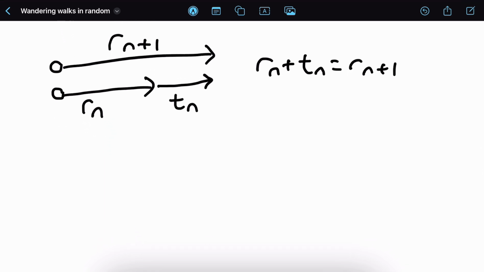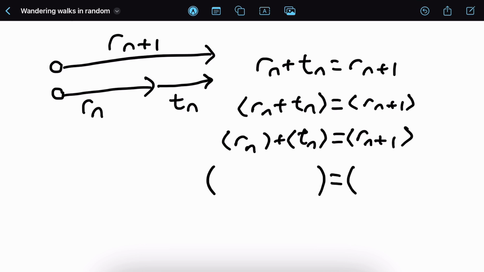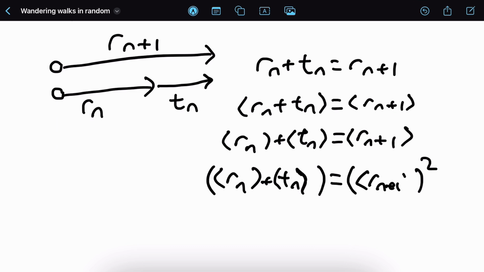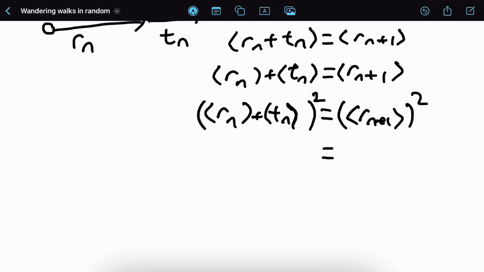Using this relationship, we can then take the expected value of both sides. And by the linearity of expected value, we can split the expected value into its constituent parts. Then we can square both sides. After we square both sides, we can distribute according to the distributive law.